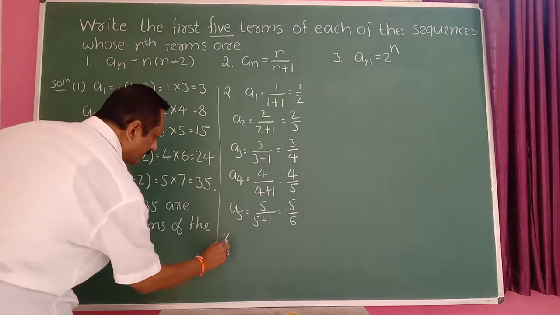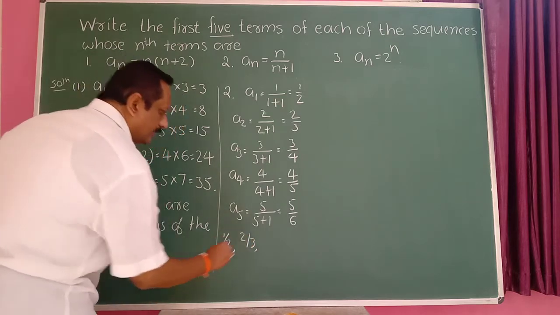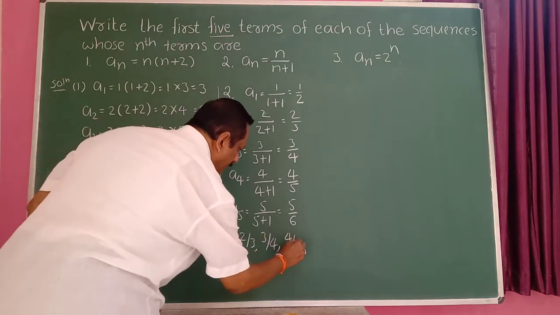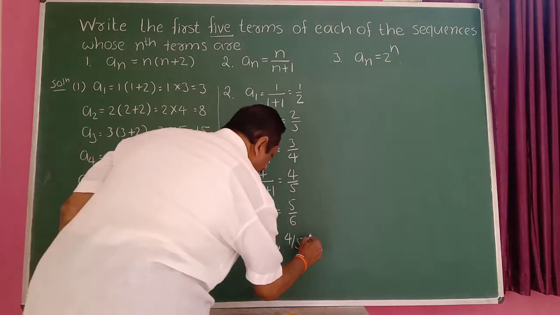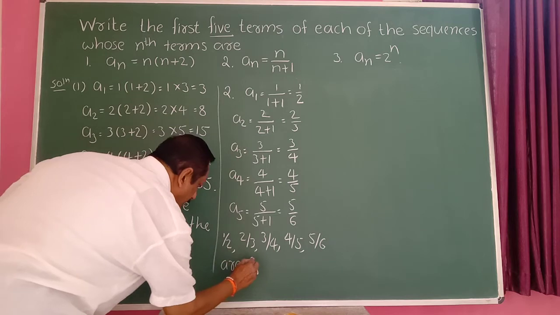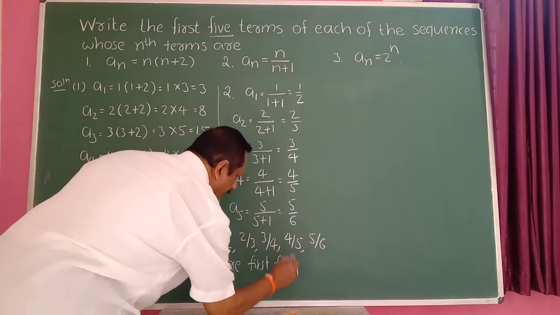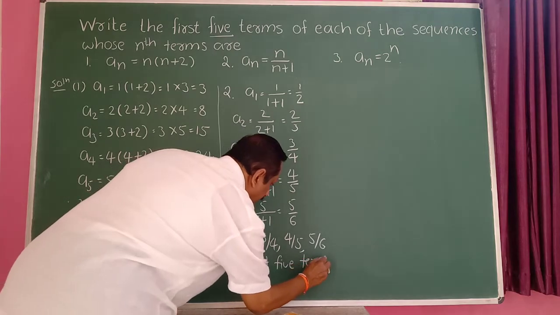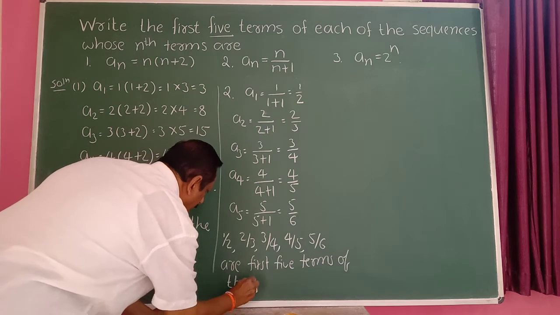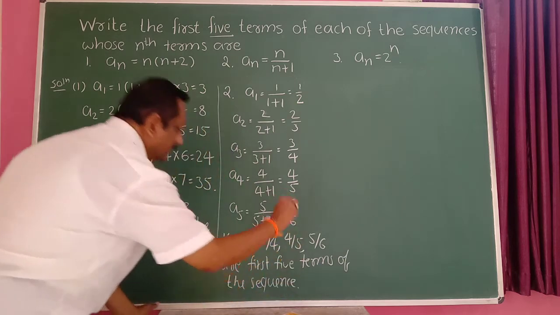Therefore 1 divided by 2, then 2 divided by 3, then 3 divided by 4, then 4 upon 5 and 5 upon 6 are the first 5 terms of the sequence here.